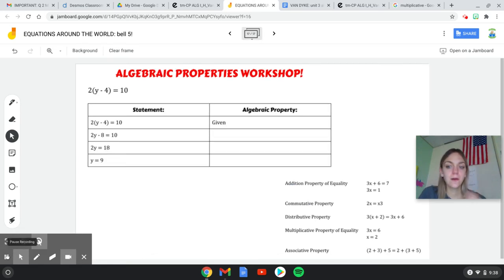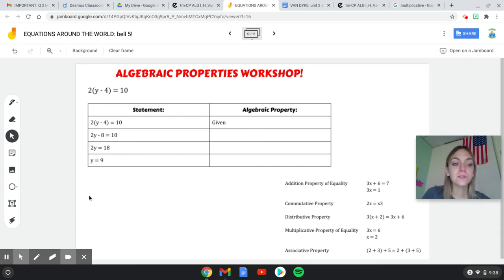Perfect. Now on this next frame, I just went from frame 16 to 17, just moved one over up here. We'll do another example. So again, this is the equation that we have. We are given the equation. So our first step is given. Our first step is always given. Now we need to think, okay, what did we do to get from this given statement to here?